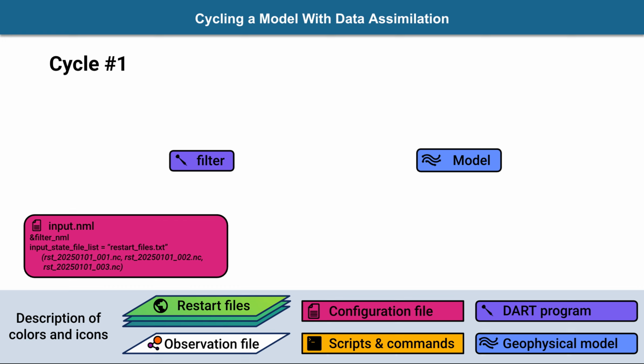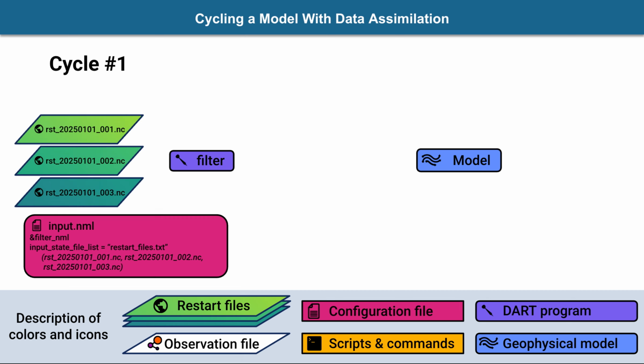And this selection from the filter namelist shows that filter reads in multiple restart files, rst_2025-0101, 001, 002, and 003.nc. These are depicted here using slightly different shades of green to reflect the fact that this ensemble contains restart files with slightly different model states, and the assimilation algorithm requires some spread in the ensemble in order for the data to be assimilated. Additionally, a file containing the relevant observations on January 1st, 2025 is needed, and it's stored in a file known as an observation sequence file that specifies the value of the observation and its observational error variance.